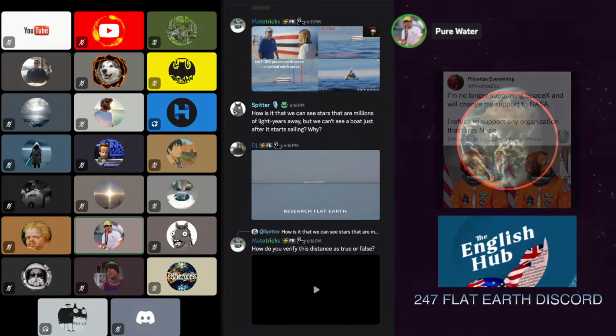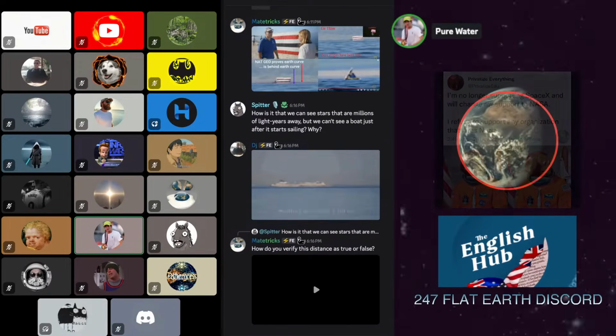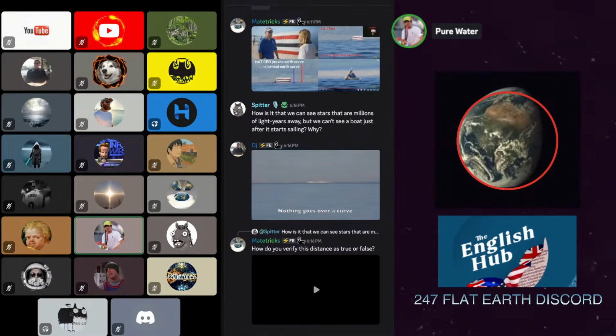where the ship is going. I mean, is it endless? Like, if the Earth is flat, there should be an edge, right? This should be a classic for you guys to bring up.